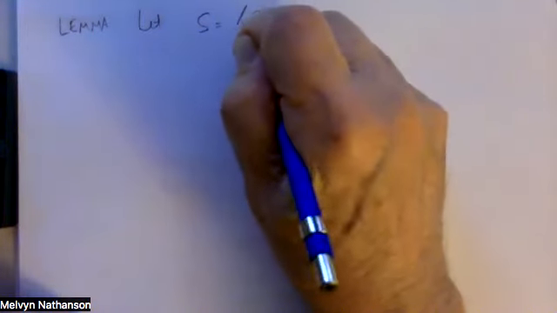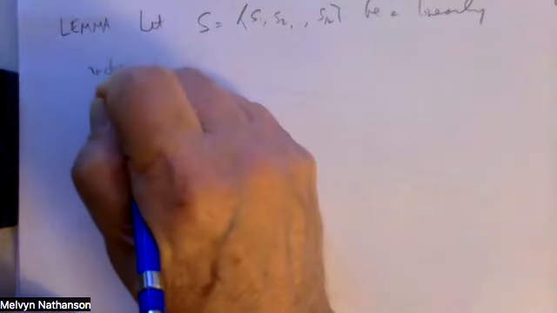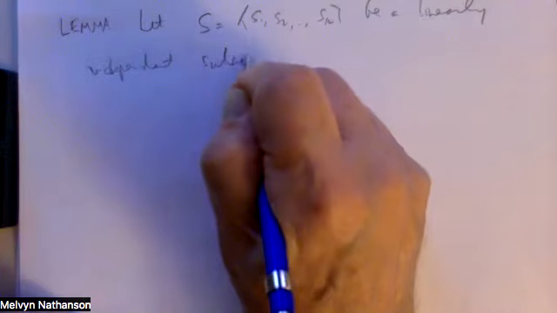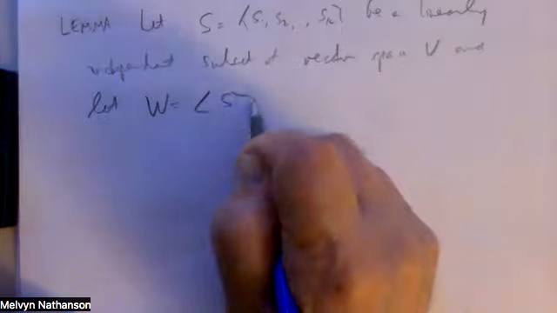Let S, consisting of s1 up to sk, be a linearly independent subset of the vector space V, and let W be the subspace generated by S. So here's V, here's the set S, consisting of the vectors s1 up to sk, and here is the subspace W that it generates.